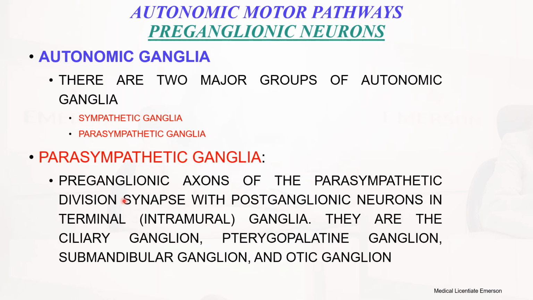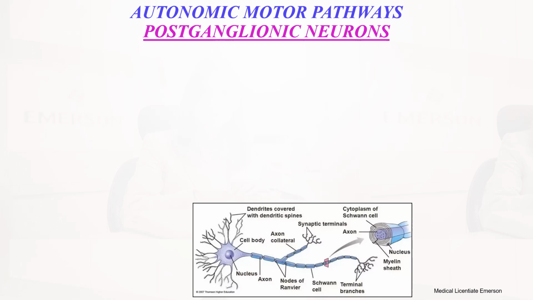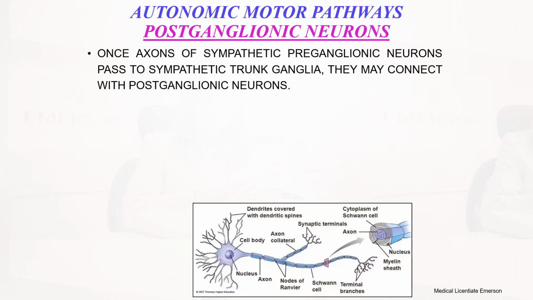parasympathetic ganglia. The parasympathetic ganglia have the preganglionic axons of the autonomic division synapse with the postganglionic neurons in terminal, or specifically the intramural terminal ganglia. Then they are the ciliary ganglia, the pterygopalatine ganglion, submandibular ganglion, and the otic ganglion. Okay, so that's the preganglionic.